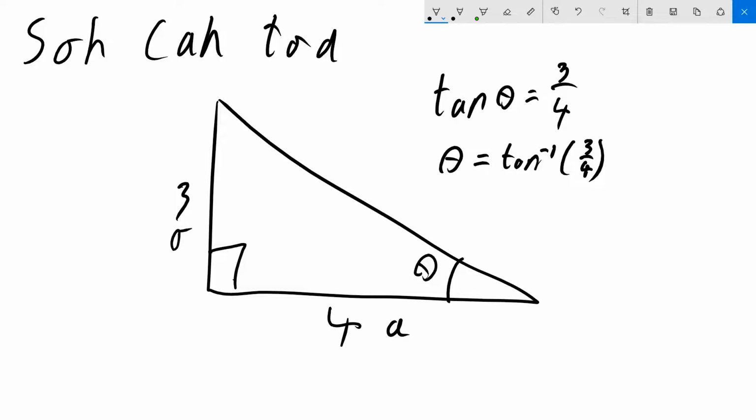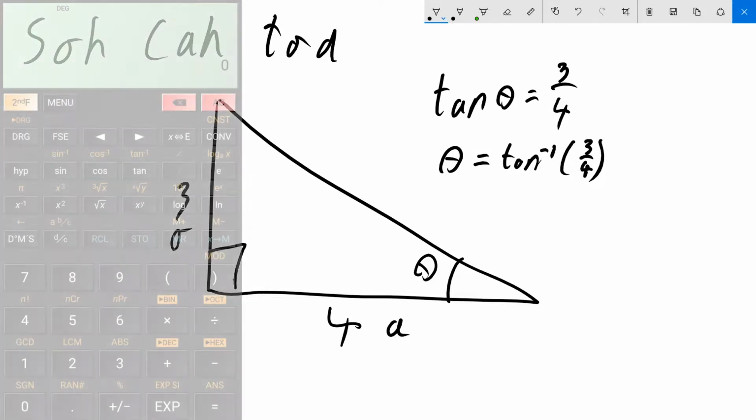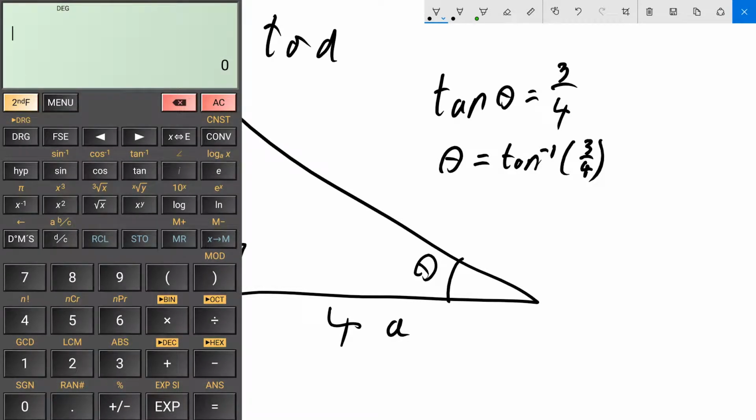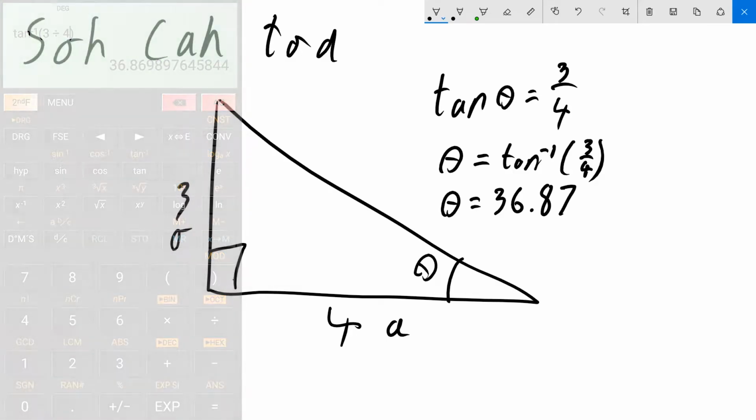So here I can use my calculator to work out what theta is. So theta is equal to tan^-1 of 3 divided by 4. And we can see here that it's around about 36, 37 degrees. So I'm going to round to 2 decimal places. So theta is equal to 36.87 degrees.